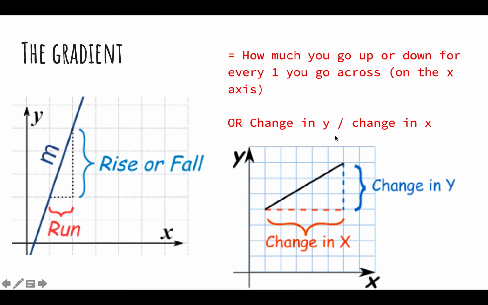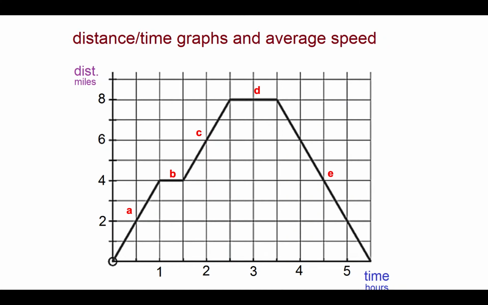So it's a change in y divided by change in x. And once again, speed is distance divided by time. It's going to be the change in y divided by the change in x. Okay, so here we go. Here is our distance time graph, and we're going to calculate the speed for these different regions.